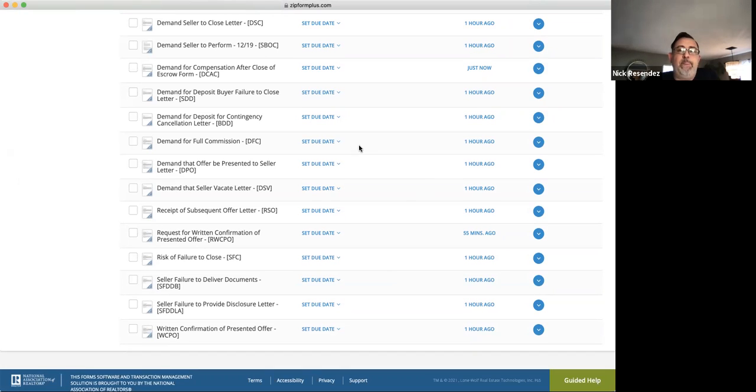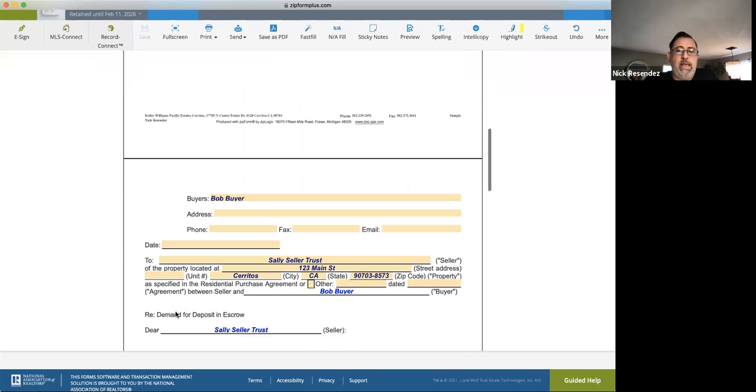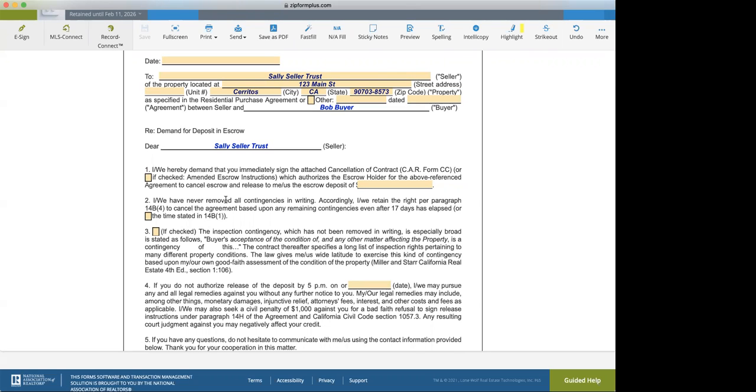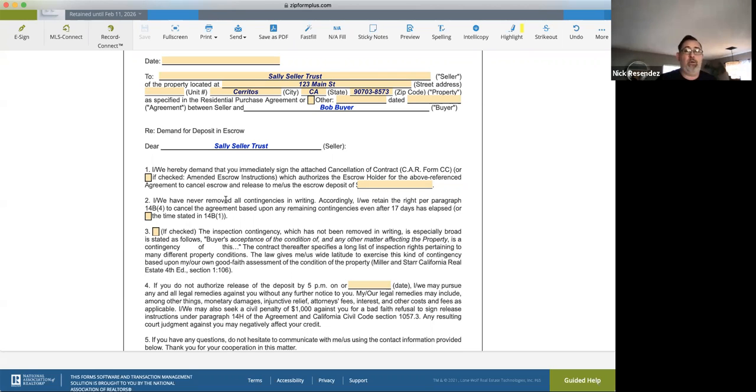Let's see. Here's another good one. Demand for deposit for contingency cancellation. So again, this one is going to be to the seller, and it's similar to one we looked at previously. This is where a buyer has all their contingencies in place, or the applicable contingency in place, and it's giving them the right to get their money back, but the seller, for whatever reason, is refusing. So this is a demand to the seller saying, hey, give me the money back. I'm the buyer because I have my contingency still in place.